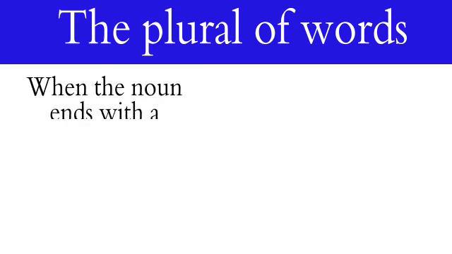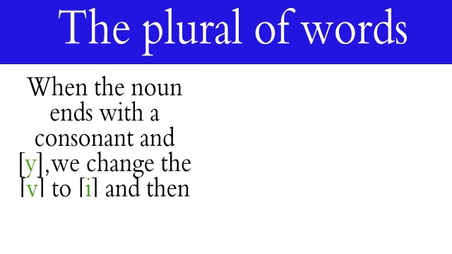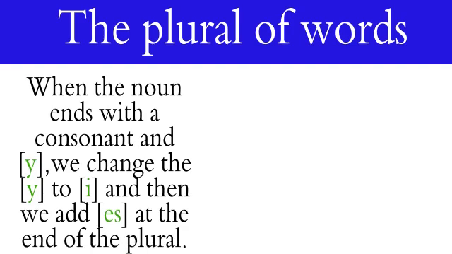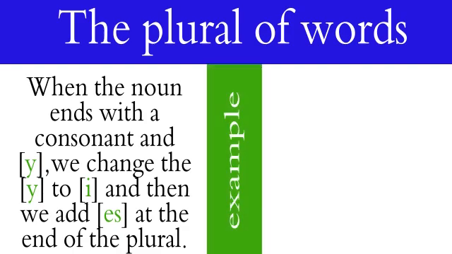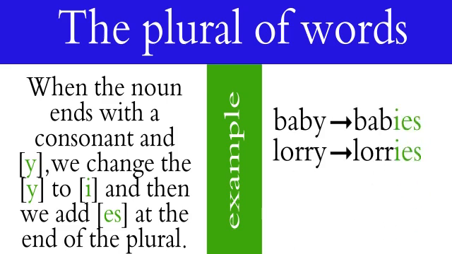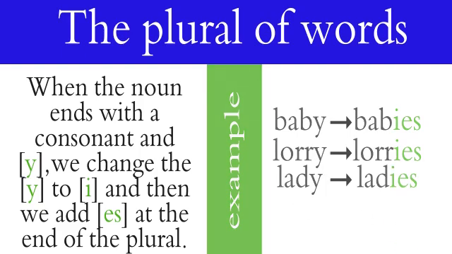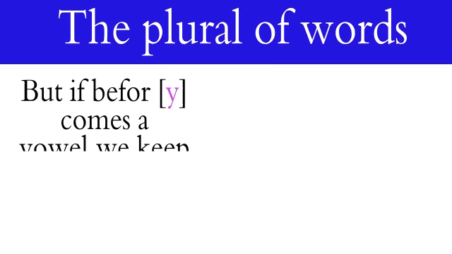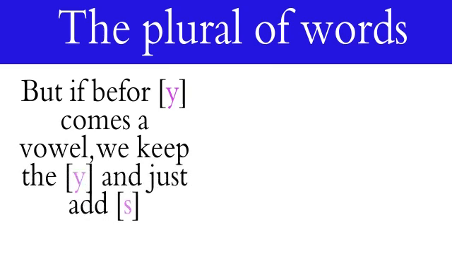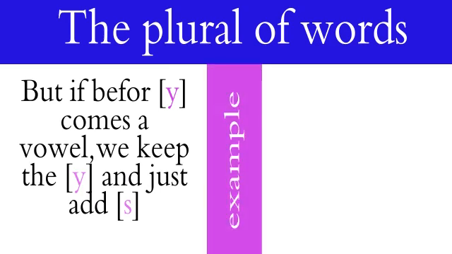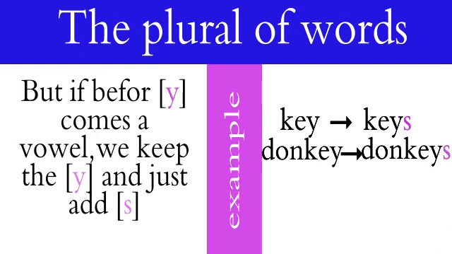When the noun ends with a consonant and y, we change the y to i, and then we add es at the end for the plural. Example: baby, babies; lorry, lorries; lady, ladies. But if before y comes a vowel, we keep the y and just add s. Example: key, keys; donkey, donkeys.